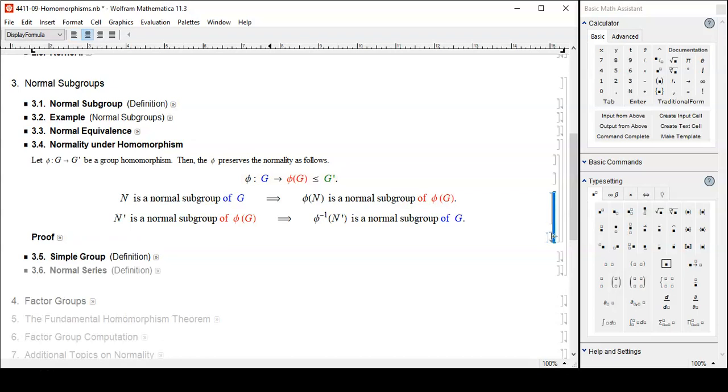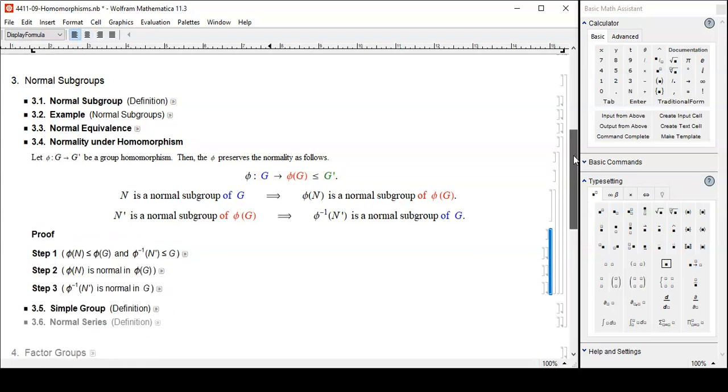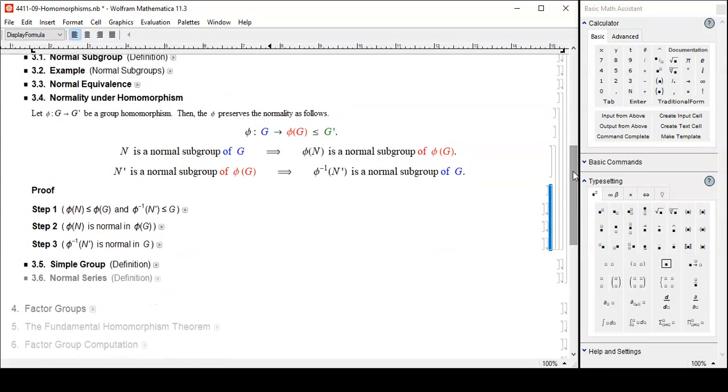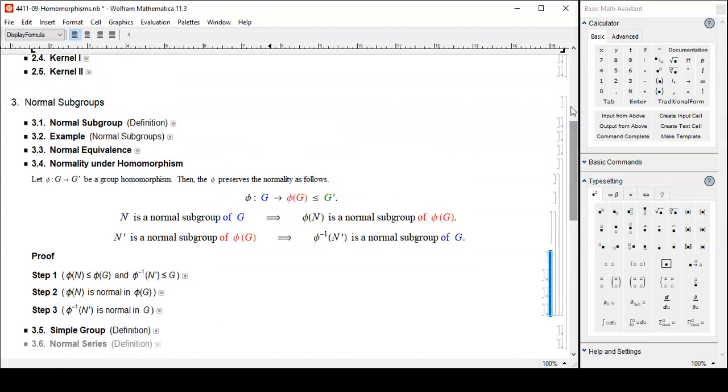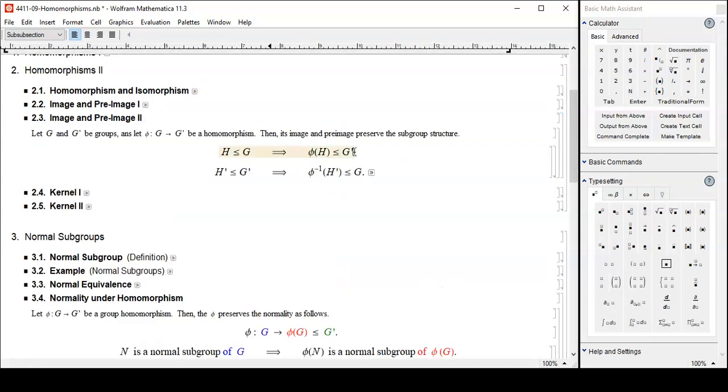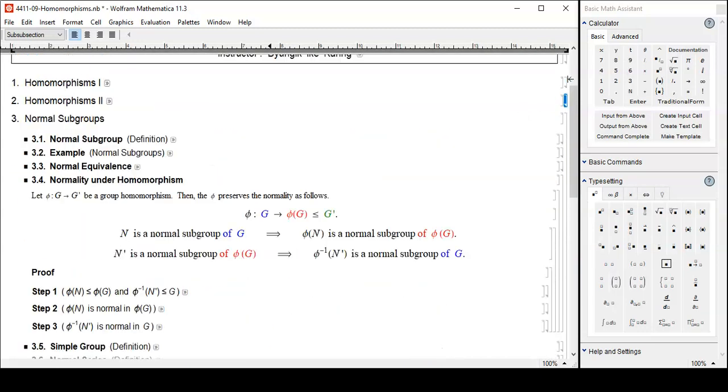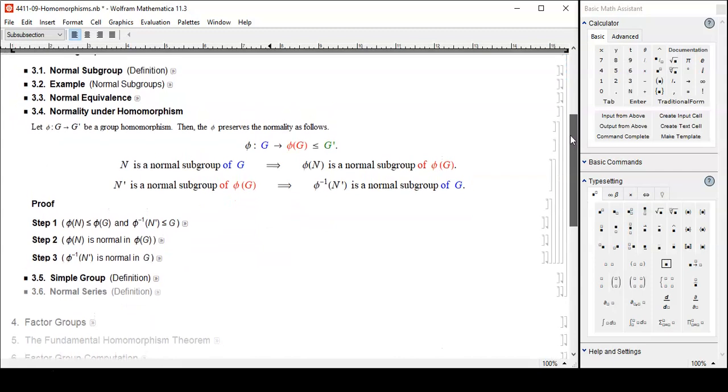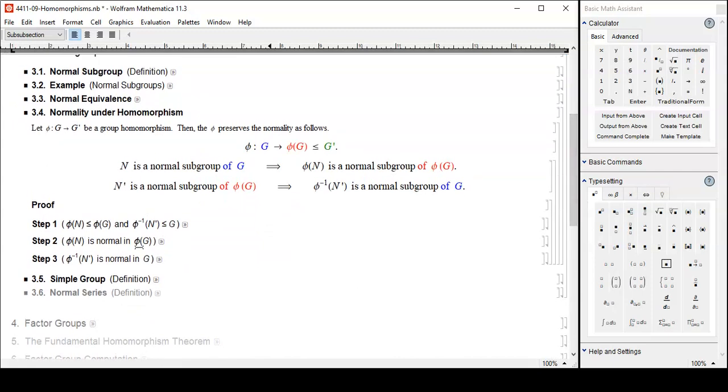Okay, let's prove that. Step 1, step 2, step 3. Step 1, we have to prove those as subgroups. But then again, we already did it. We did it here already. This and that. Okay, step 1 already done. Step 2, phi of N is a normal subgroup of phi of G. So this is what we have to prove.